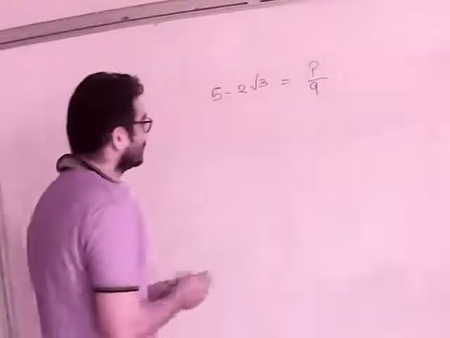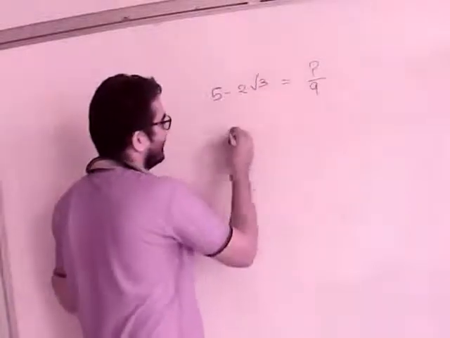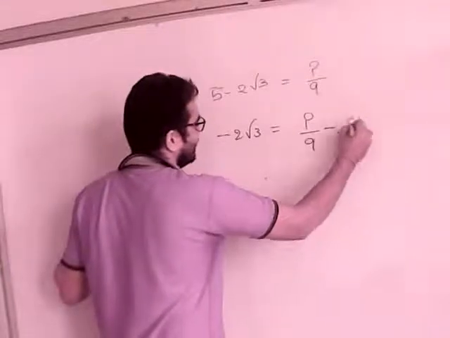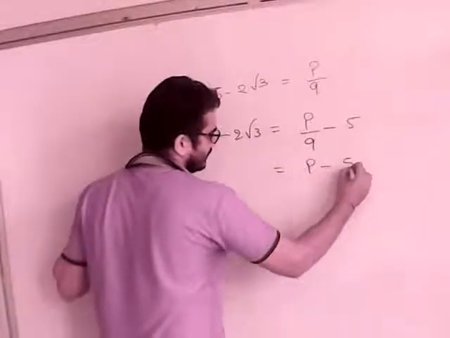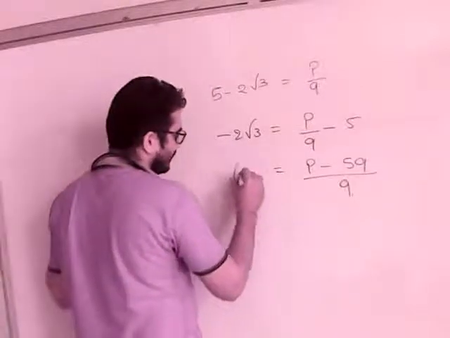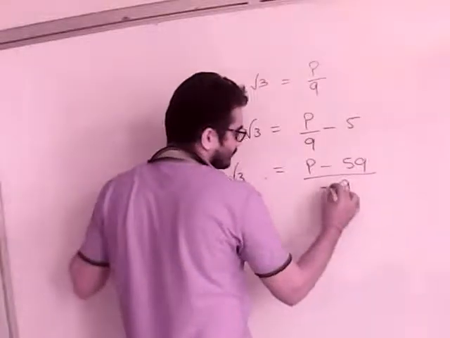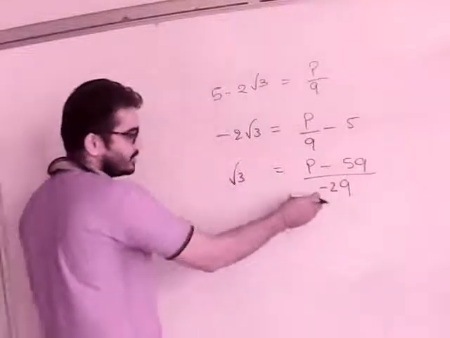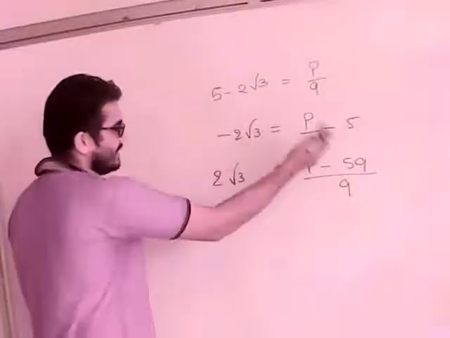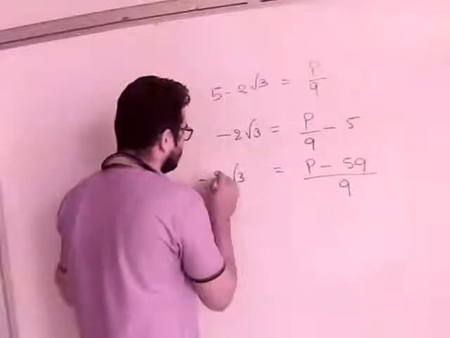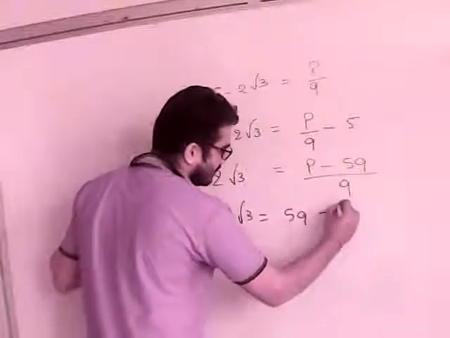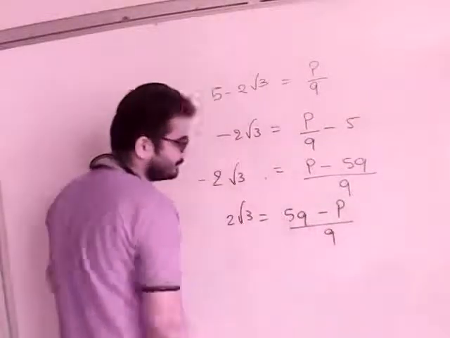Okay. So once again taking this on that side, so minus 2 root 3 is equal to p upon q minus 5. So this is p minus 5q upon q. Now taking minus 2 on that side, so this will be root 3 minus 2q. You can write like this also, or you can keep 2 this side only, take minus on that side. So that will be, this is minus, now 2 root 3 minus only on that side, so that will be 5q minus p upon q.